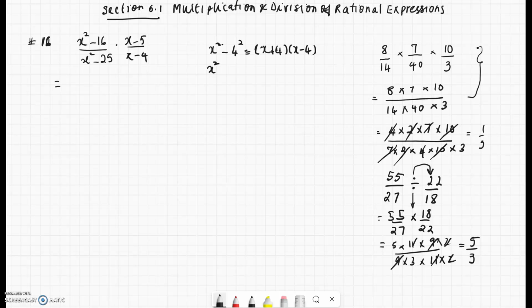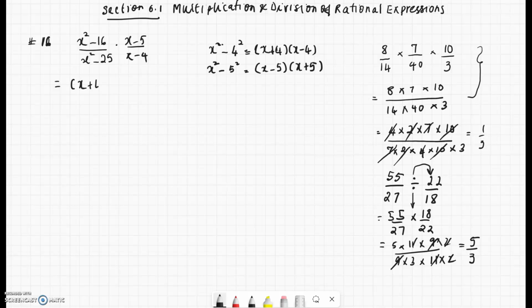X squared minus 25. Remember 25 is a square, which is 5 squared. Again, it's a difference of squares: x minus 5 times x plus 5. Now we write this down. We multiply the numerators and factor.